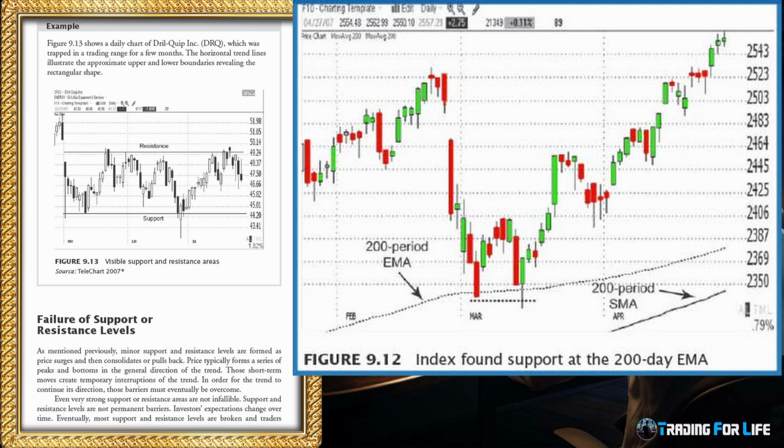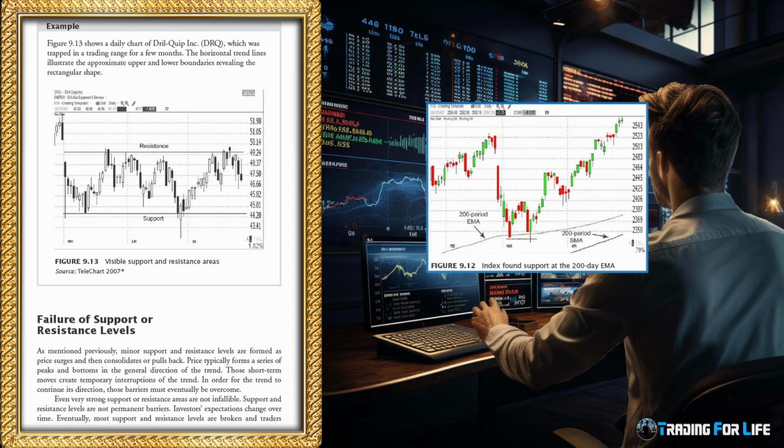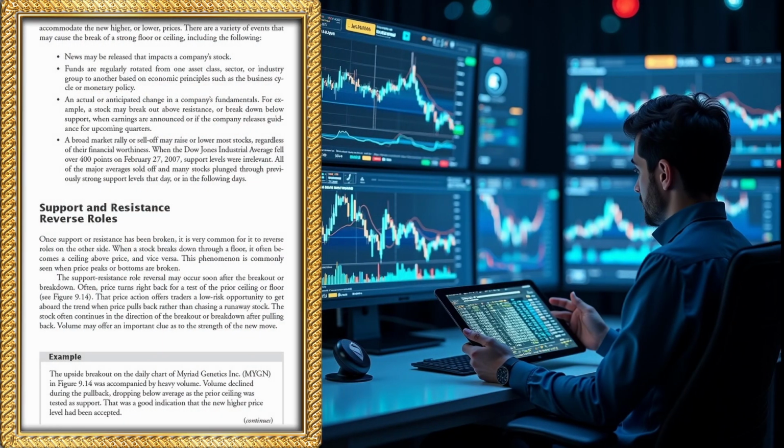Even very strong support or resistance areas are not infallible. Support and resistance levels are not permanent barriers. Investors' expectations change over time. Eventually, most support and resistance levels are broken, and traders accommodate the new higher or lower prices. There are a variety of events that may cause the break of a strong floor or ceiling, including the following. News may be released that impacts a company's stock.